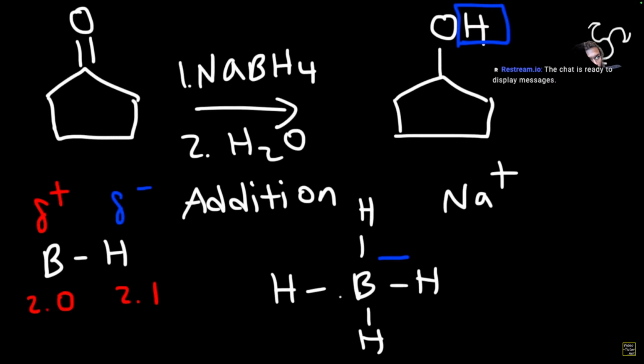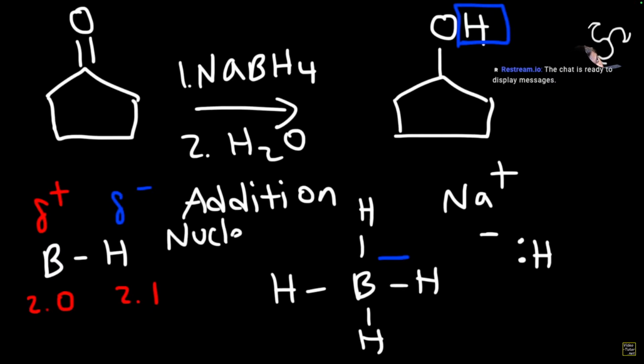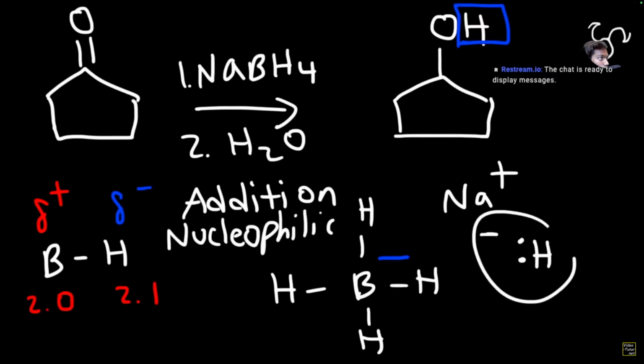Now, BH4 minus, the borohydride ion, is basically a boron attached to a hydride ion. And because this hydrogen has a negative partial charge, it's nucleophilic. And so we've added a nucleophile to this carbonyl group. So this is not just called an addition reaction, but it's also called, more specifically, a nucleophilic addition reaction, because we're adding a nucleophile to the carbonyl group. So now let's write up a mechanism for this reaction.